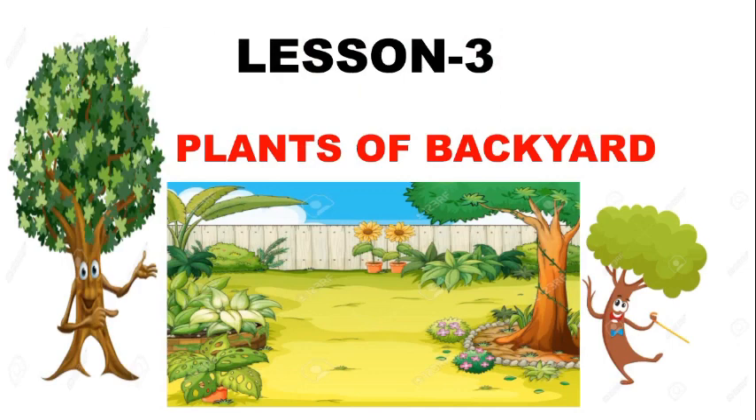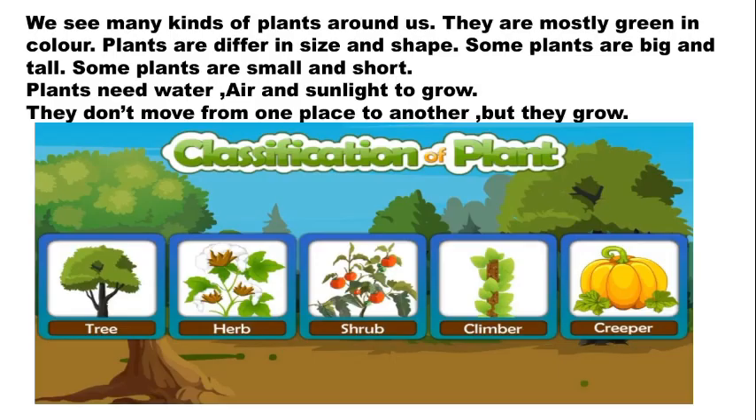So backyard means, children, we all usually see some place at the backside of our house. Why do we leave some place at the backside of our house? To grow plants. So that place is called backyard. Now you understood, children, what you mean by backyard? We will get some place behind our house, isn't it? Yes, that place is called backyard. For what purpose? To grow the plants.